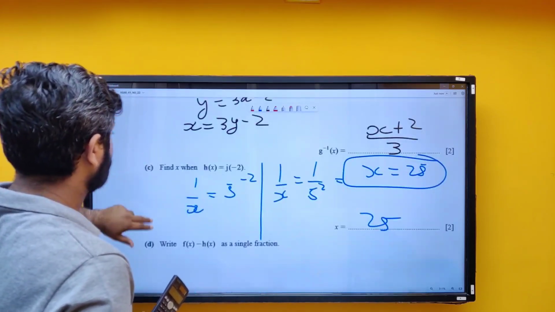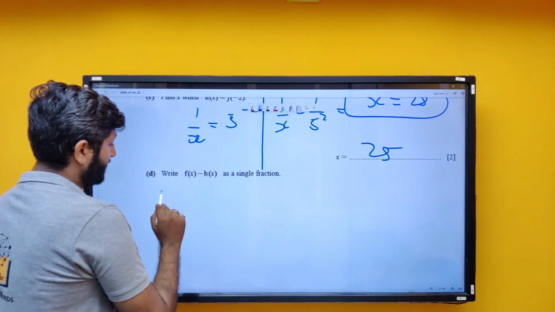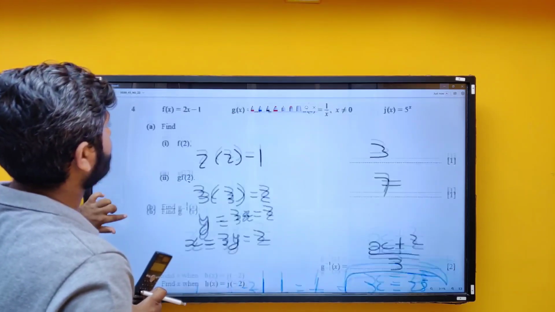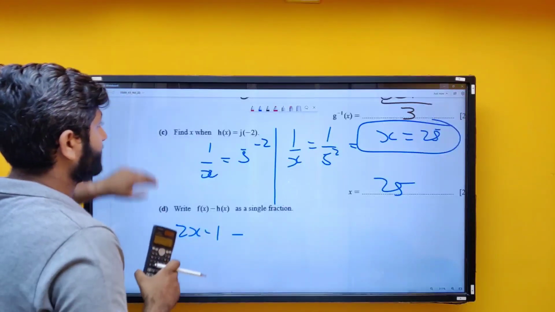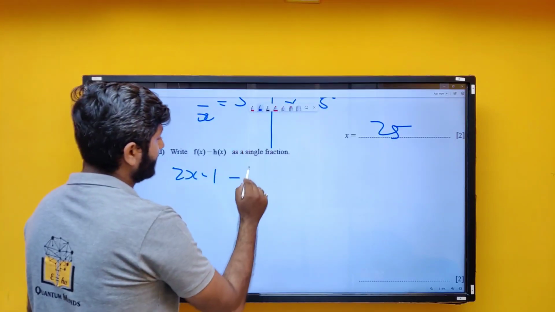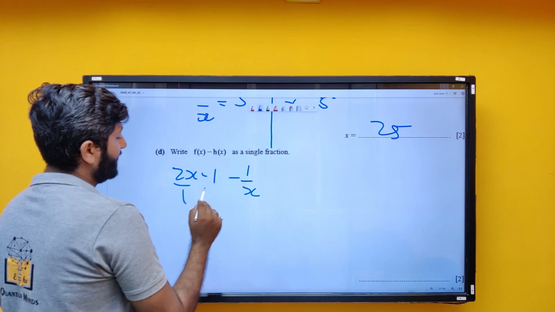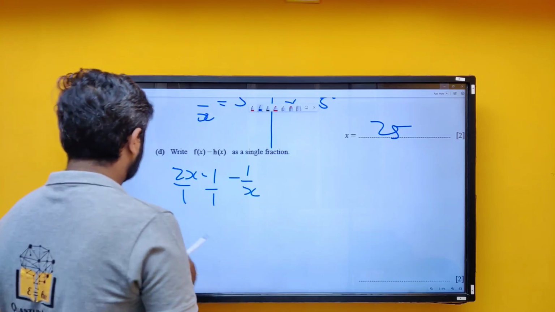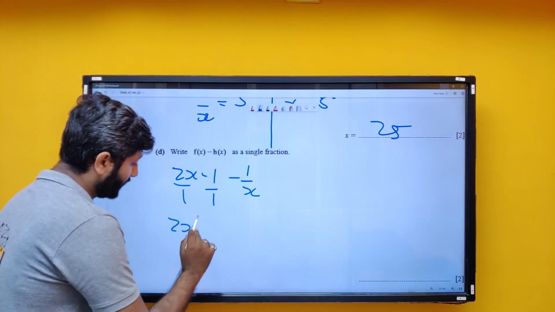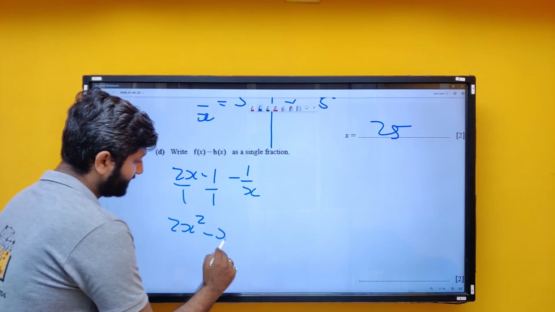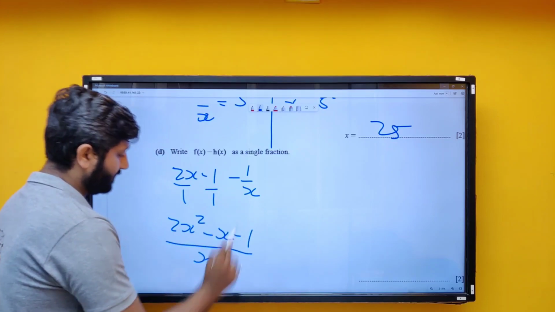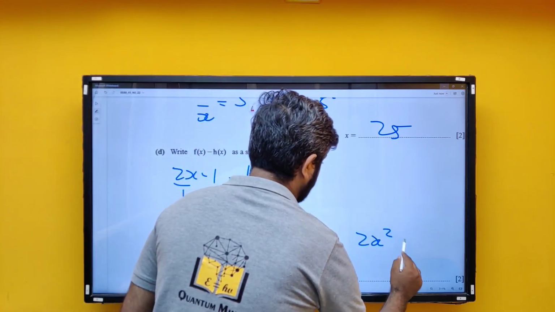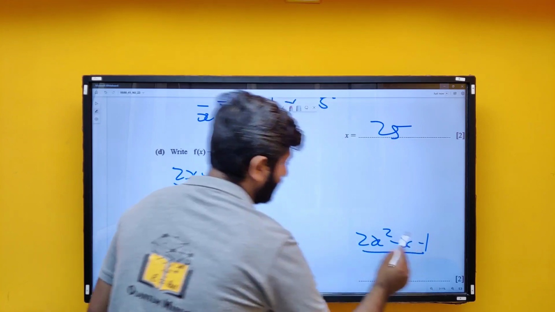Next, find f of x minus h of x as a single fraction. F of x is 2x minus 1, so I have 2x minus 1 minus h of x. H of x is 1 by x. So 2x minus 1 minus 1 by x. Now I have to write this as a single fraction, so I'll have to take the LCM. The LCM of 1, 1 and x is x, so I'll multiply with x here. So 2x square minus x minus 1 upon x. I think this is my final answer: 2x square minus x minus 1 upon x.